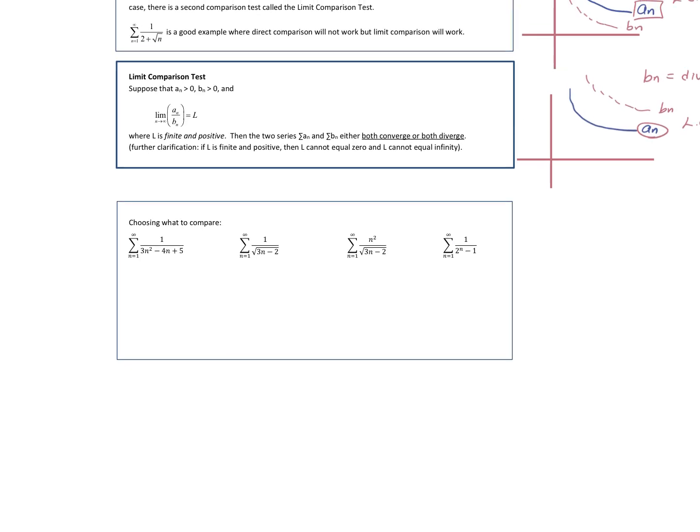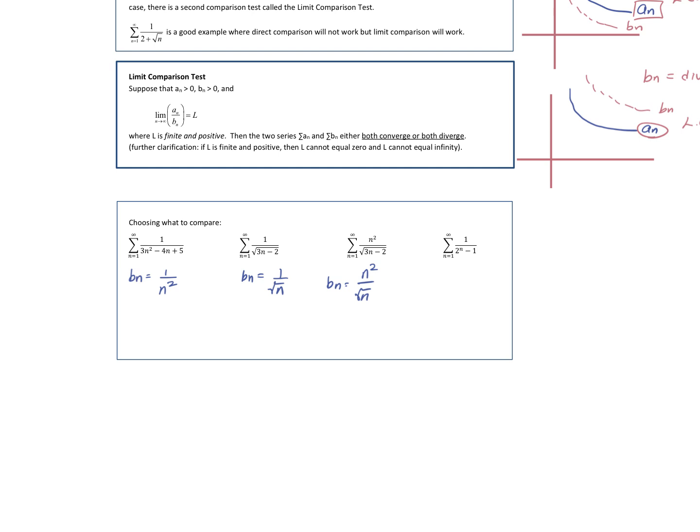So what are we going to compare it to? That's going to be my b sub n. For this one, I'm going to pick the highest thing on the bottom, so we have 1 over n squared. For the second one, my b sub n is going to be 1 over root n. And for this one, you're looking at n squared over root n. You want to take the highest function from the top and the highest function from the bottom.